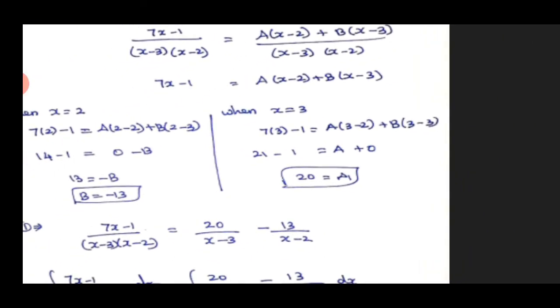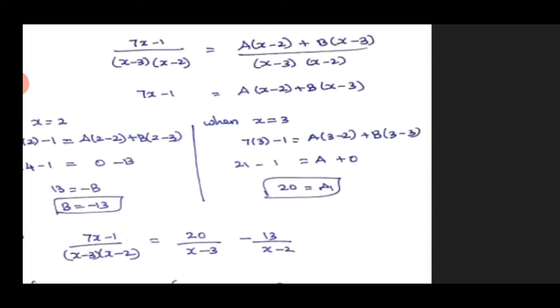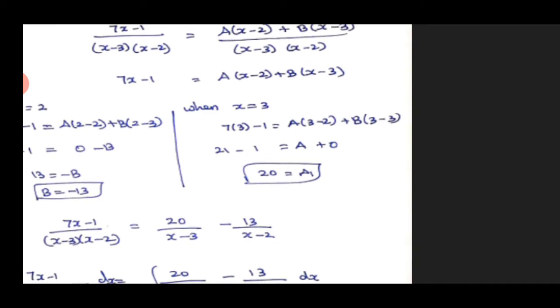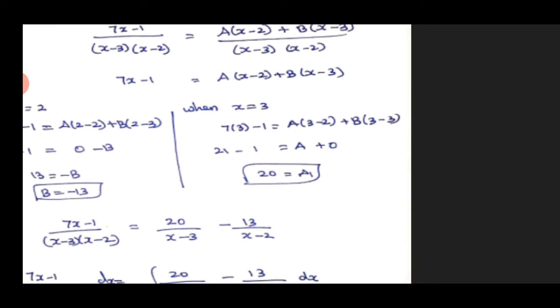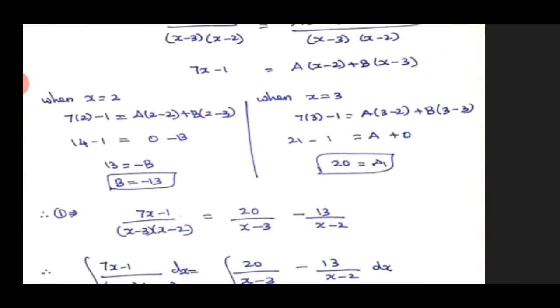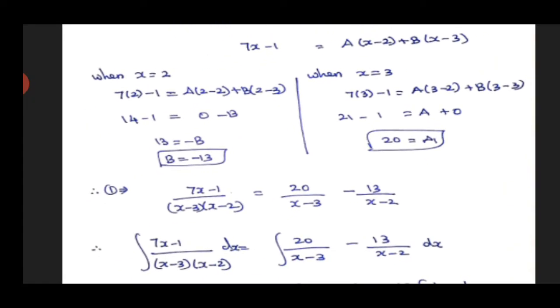So b we got it, now the a value. So you try to eliminate b. So you put x equal to 3 in the last equation. So 7 into 3 minus 1 equal to a into (3 minus 2) plus b into (3 minus 3). 7 into 3 is 21. 21 minus 1 equal to a into (3 minus 2), which is 1 into a. Then 3 minus 3 becomes 0. 0 into b is 0. So we have 21 minus 1 equal to a plus 0. That is 20 equal to a. So we got the a and b values.